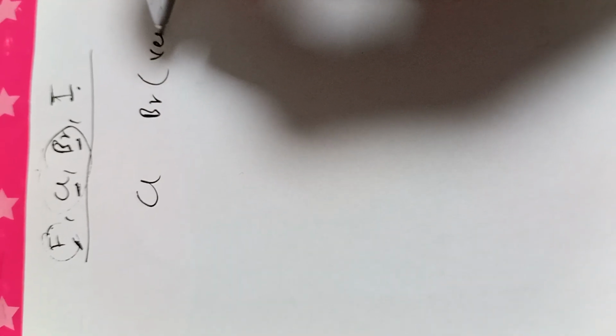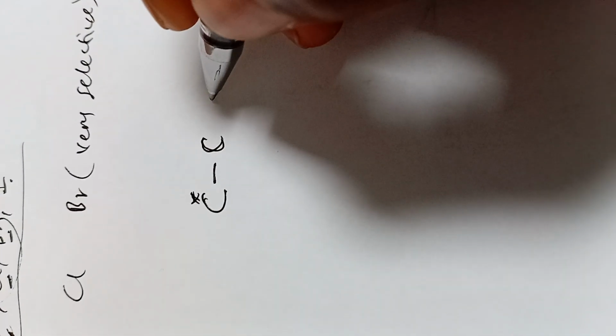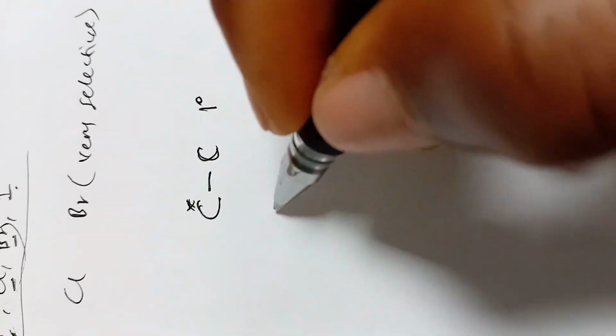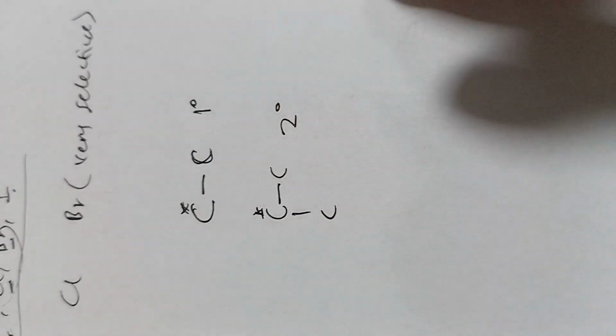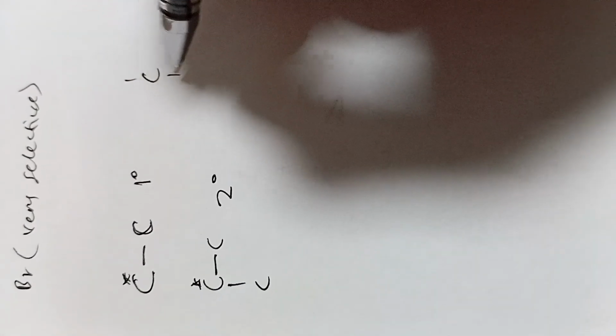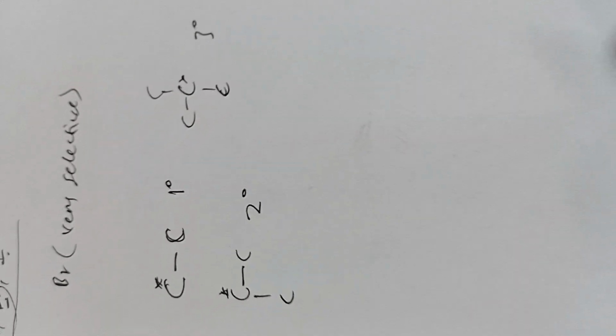So now we've sieved out that we are using chlorine and bromine. Now bromine is what? Very, very, very selective. Bromine would like to go to where there is stability. Now let's talk about stability. If you have a carbon atom bonded to only one other carbon atom, then this is going to be what? A primary carbon. If you have a carbon atom bonded to two other carbons, it's going to be a secondary carbon. If you have a carbon atom bonded to three other carbon atoms, this is going to be a tertiary carbon. Now, who is stable?